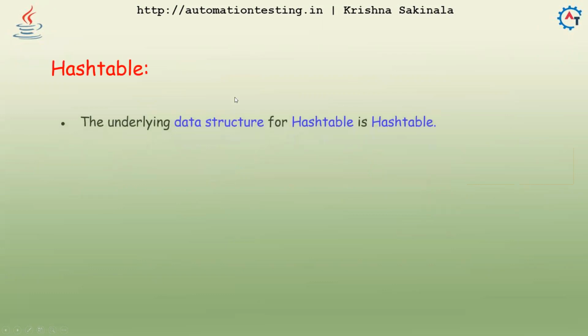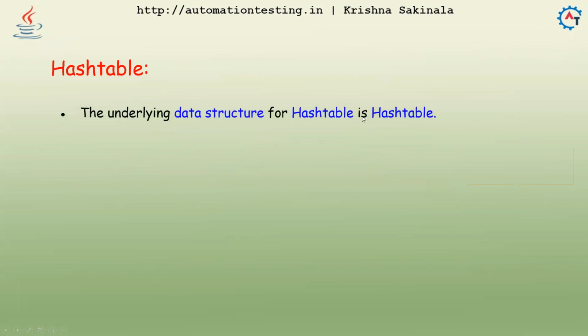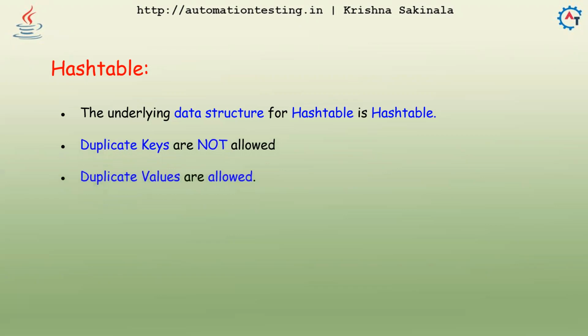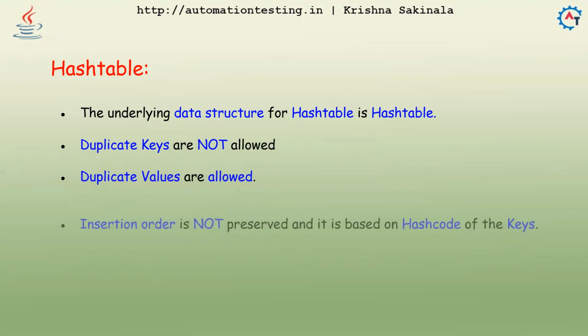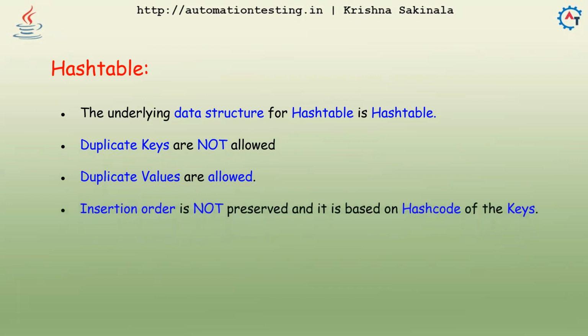So what is Hashtable? The underlying data structure for Hashtable is a hash table only. Duplicate keys are not allowed. Duplicate values are allowed, the same as in Map. Insertion order is not preserved and it is based on the hash code of the keys. According to the hash code values of the keys, it will insert into the Hashtable. It is not preserved; it depends upon the hash code of the keys.